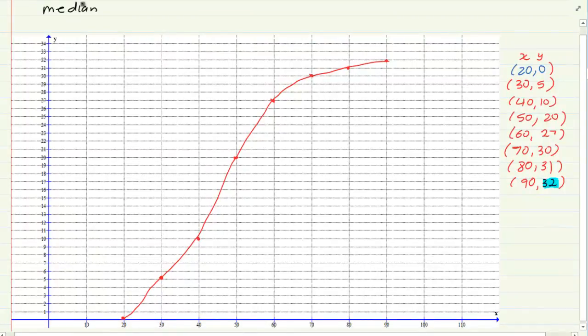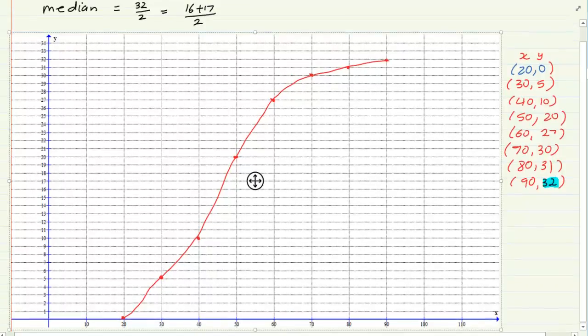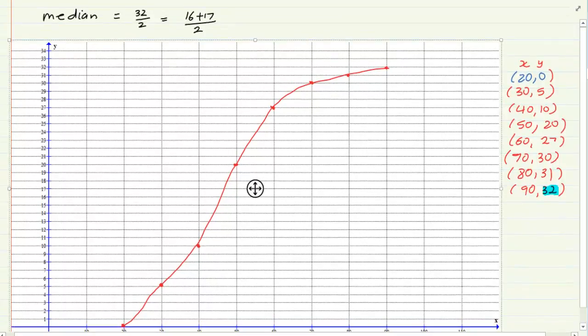If there are 32 learners, then we are looking at 32 divided by 2, which is 16. So we're looking around the 16th and 17th. Why am I saying 16th and 17th? Because remember, from your grade 10 work, if the number of values is even, then you take the 16th plus the 17th and divide by 2. So from this information, if I'm looking for the median, I'm going between 16 and 17.